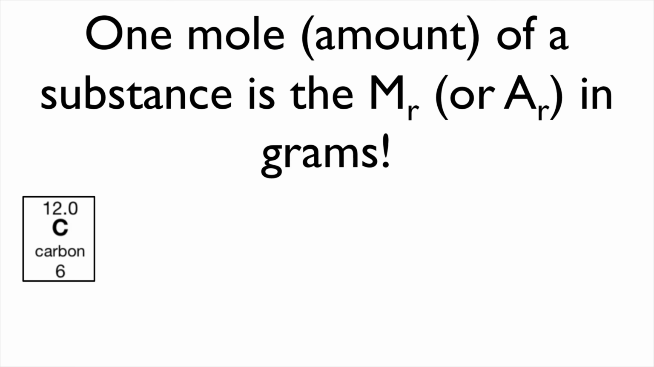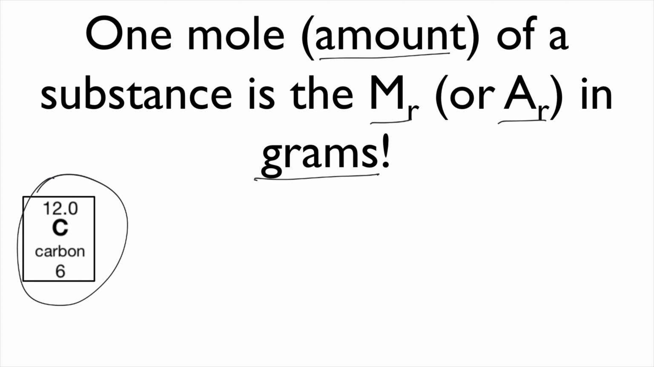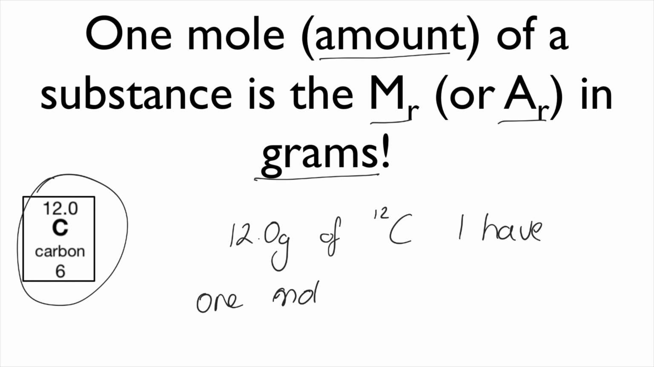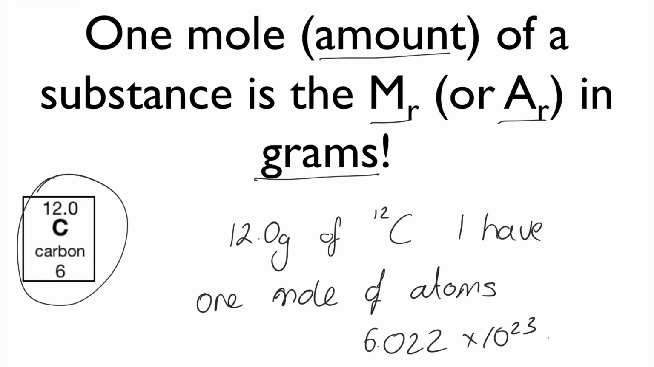So 1 mole, or an amount of a substance, is the relative formula mass or the relative atomic mass in grams. So what that means is for carbon-12, where the relative atomic mass of carbon is 12, in 12.0 grams of carbon-12, I have 1 mole of atoms, or Avogadro's number of atoms, 6.022 times 10 to the 23. So in 1 mole of anything, I have this number of particles.